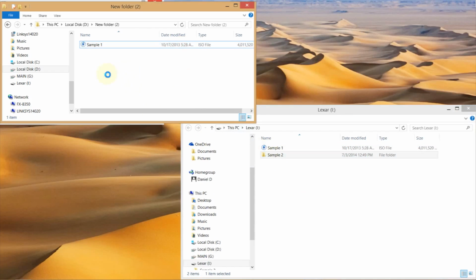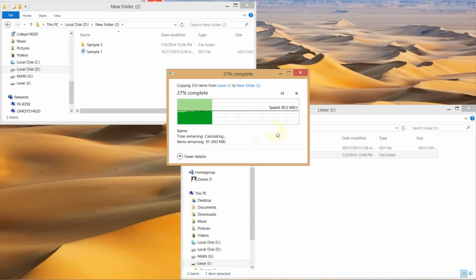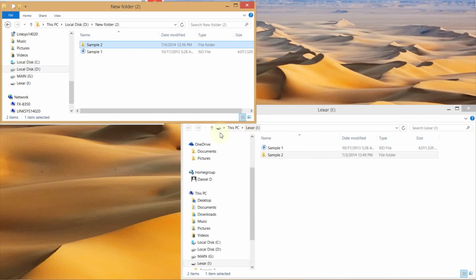Now with sample 2, again 90 megabytes per second, 85, quite a bit faster than USB 2. You would be able to transfer files much more quickly over USB 3. So summary, is USB 3 worth it?